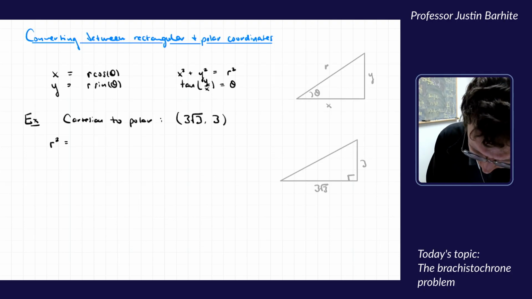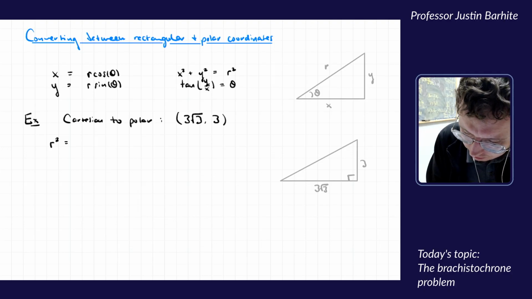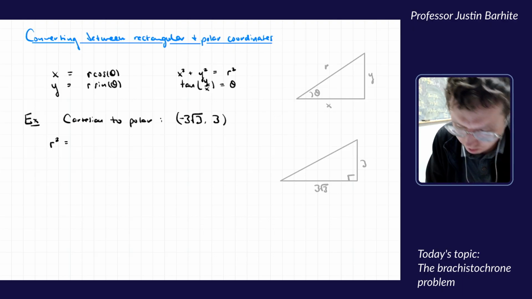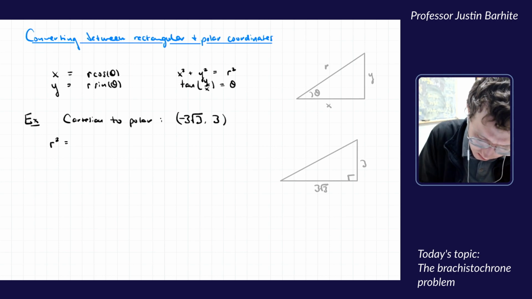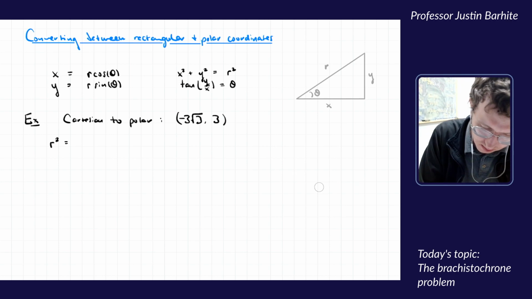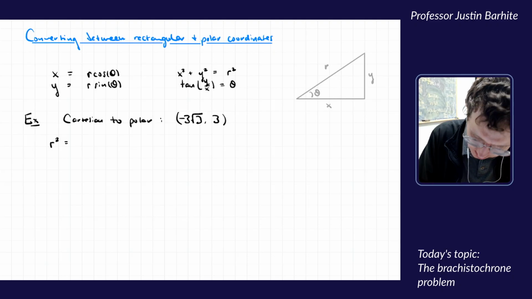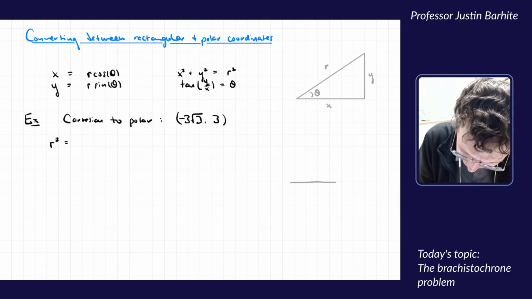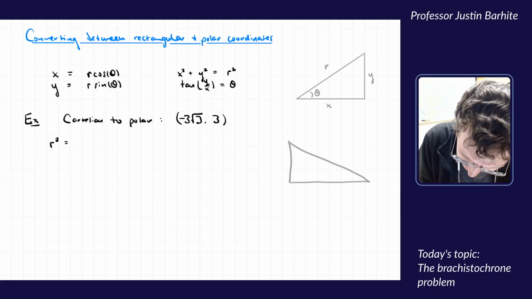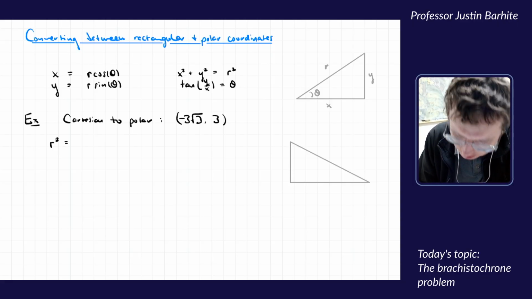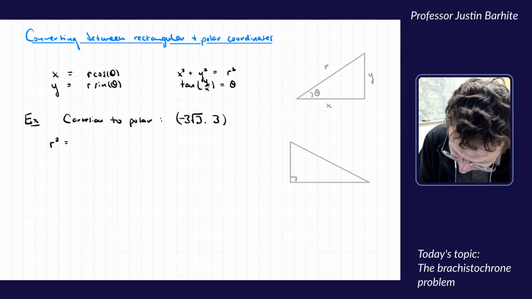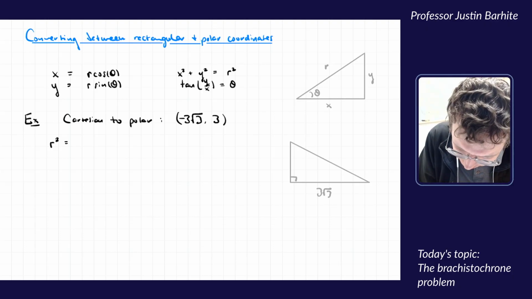I'm actually going to make this slightly more interesting. I'm going to make this minus root 3. There's a reasonably common mistake that you might make here. So I want to do a slightly more difficult one. So the triangle is going to look something like this.